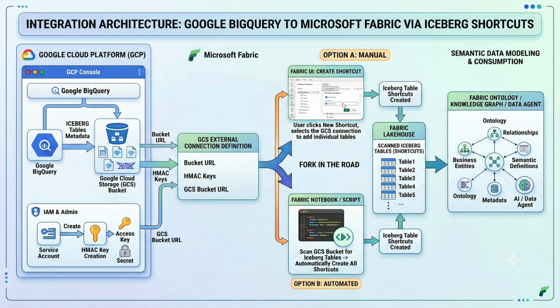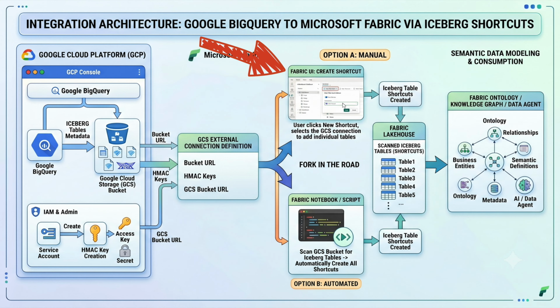Here's the end-to-end architecture. On the left, we start with GCS and BigQuery over Iceberg tables. At the bottom left, we create a Google service account, generate credentials, and output the bucket-scoped connection URL. In the Fabric platform section, we create a GCS connection using the credentials we created in Google Cloud. Then there are two shortcut paths we're going to use in the video.